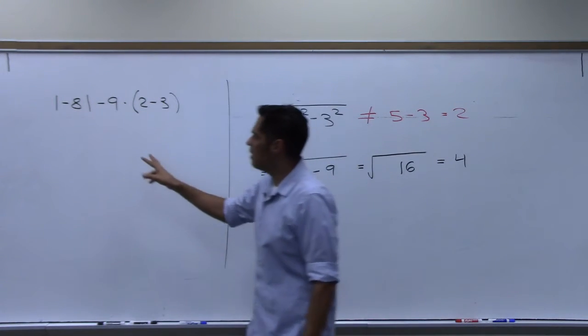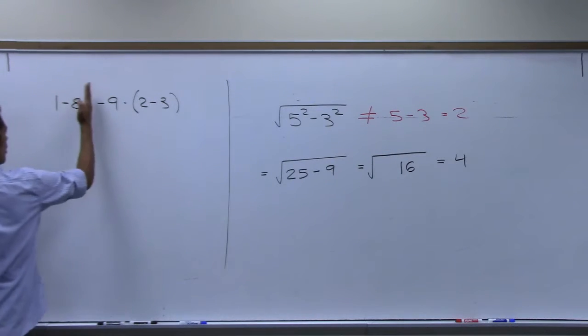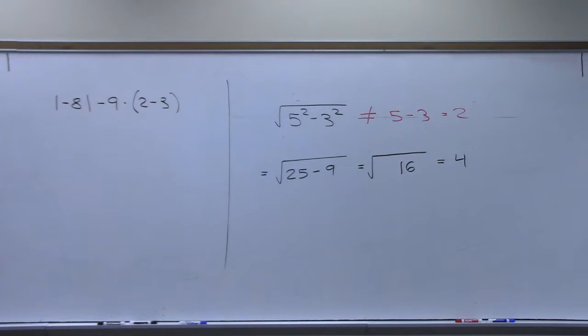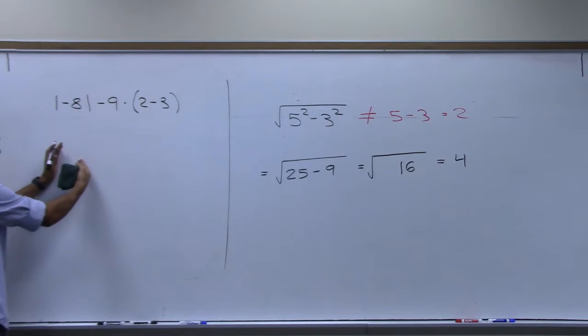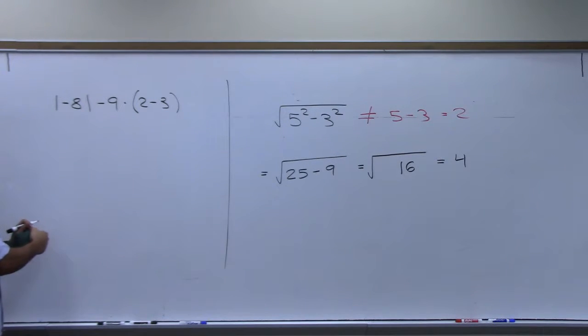So I have this -8 and I have these 2 bars on the side. What are those called? The absolute value. And the absolute value of a number is just whatever that number is, but the positive of it. So if this is -8, the absolute value of -8 is +8.